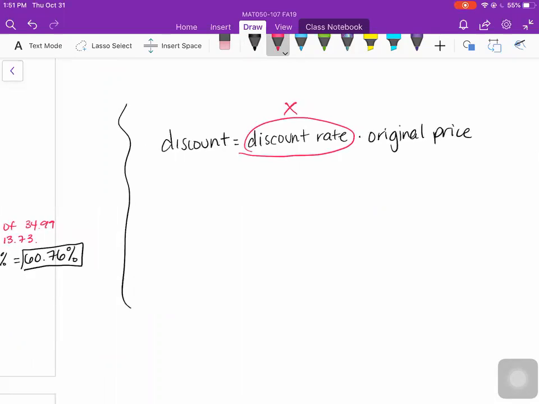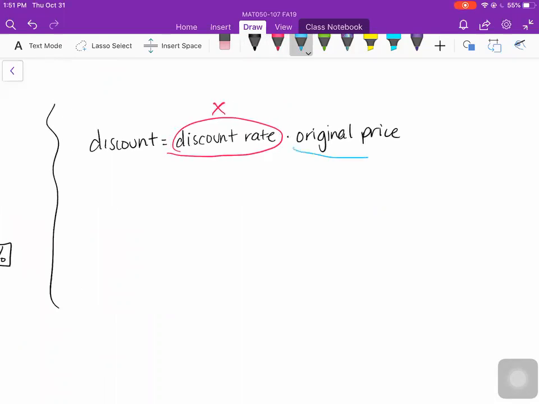Do we know what the original price was? What's the original price? Yes, $34.99. In order to solve for that discount rate, I need to know what this is. I need to know what my discount was. The discount is the amount of money that they're going to take off of that original price, right? Can we figure out what the discount is?